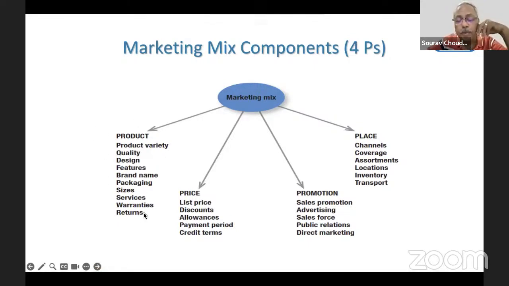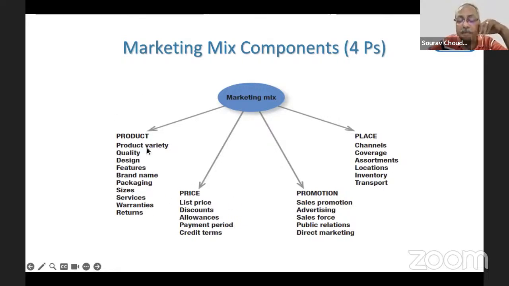So when we talk about product management, you must have heard this word called product management. A product manager's task is to take care of all this. His responsibility is to take care of all this.